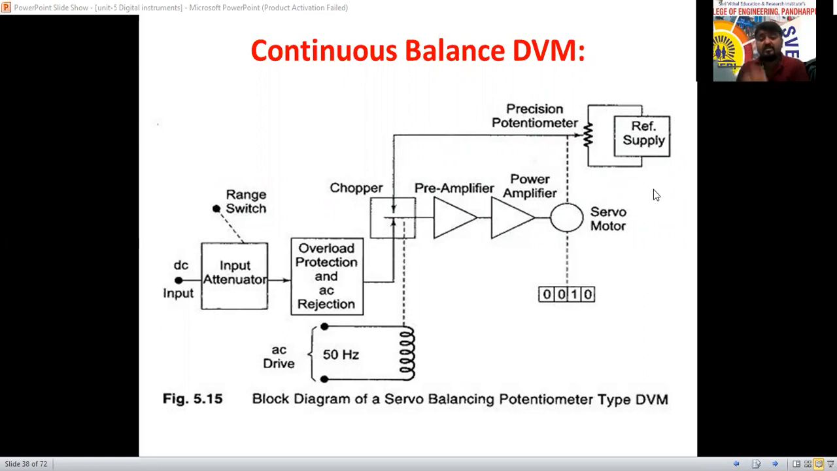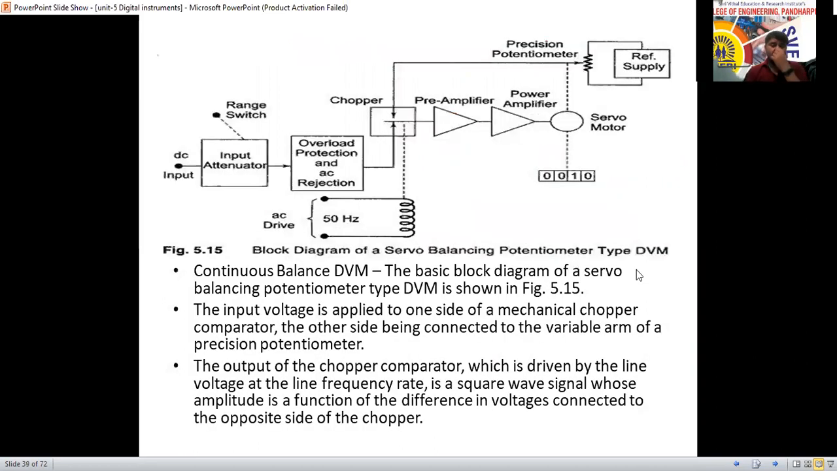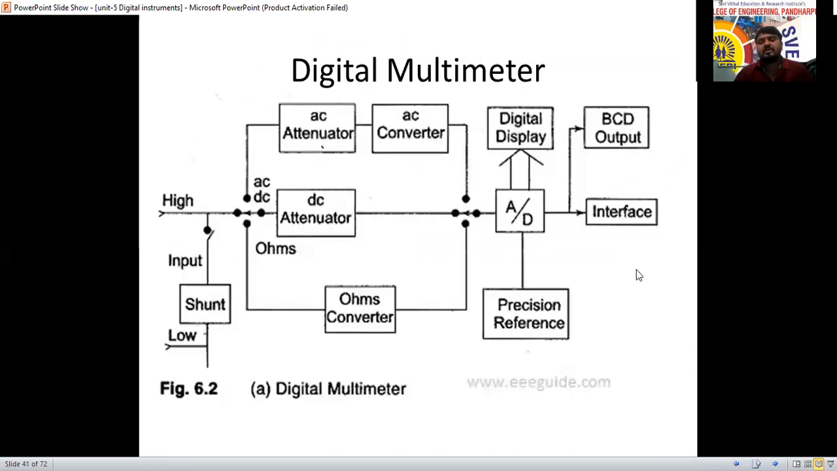I have already given the assignment. This is the major part of this unit. Practice it so you can remember the diagrams. What is the work of this power pre-amplifier, what is the attenuator's function? You have to remember like that. So we have discussed digital voltmeters. Now, what is the operation of a digital multimeter?